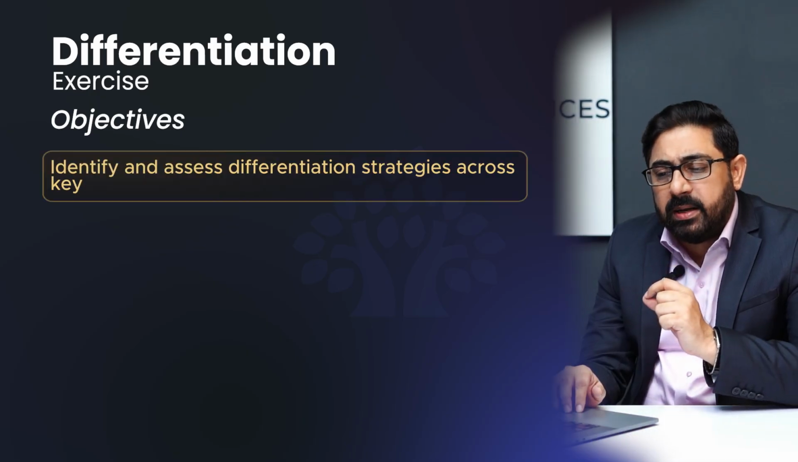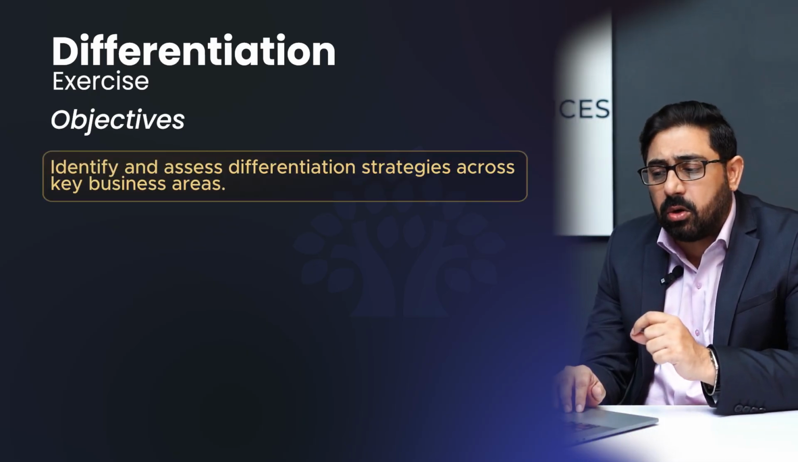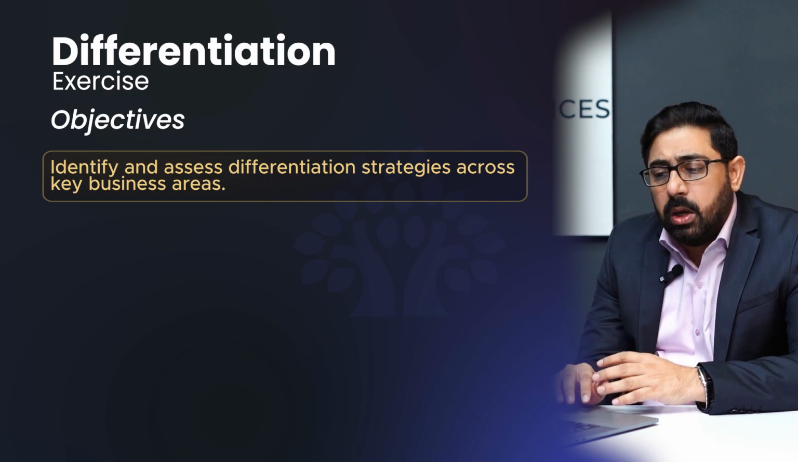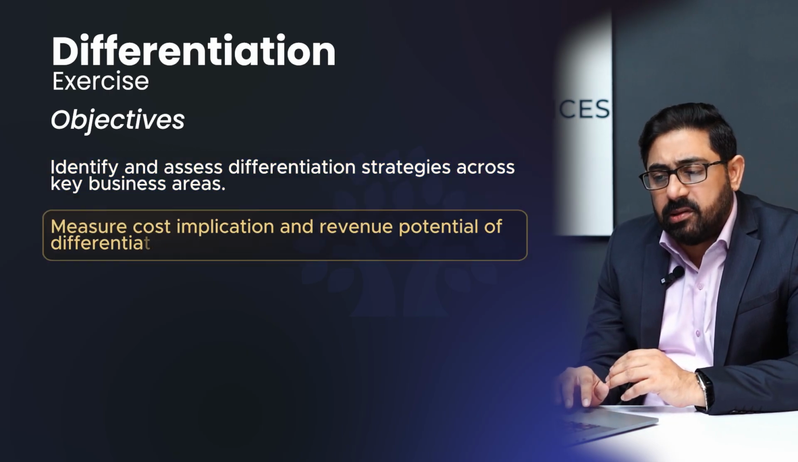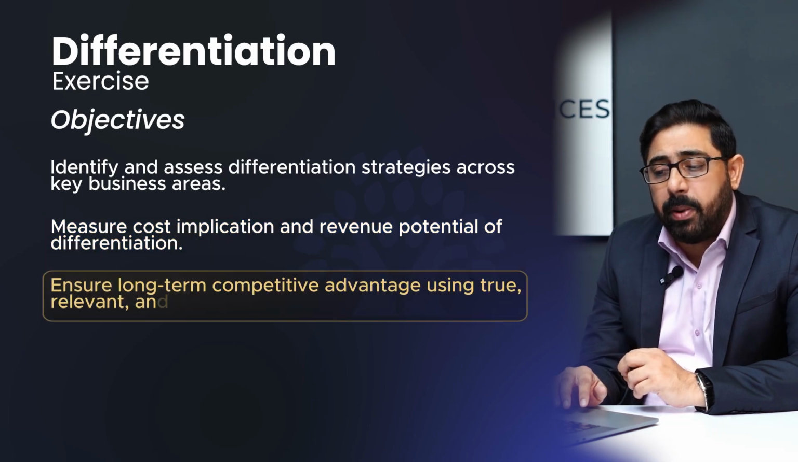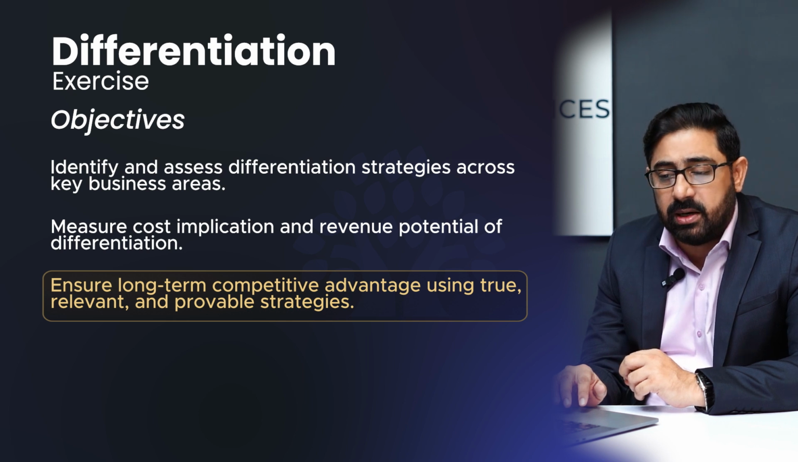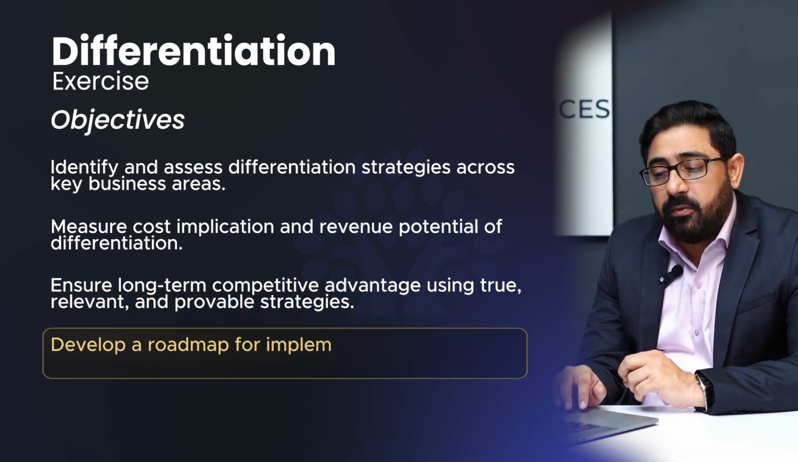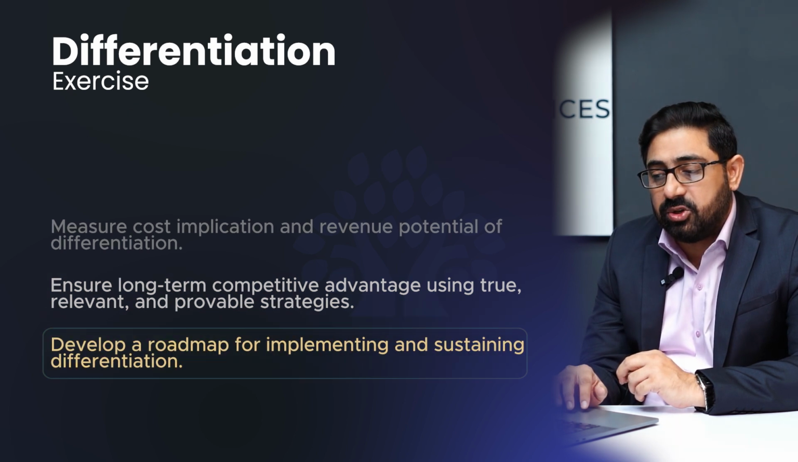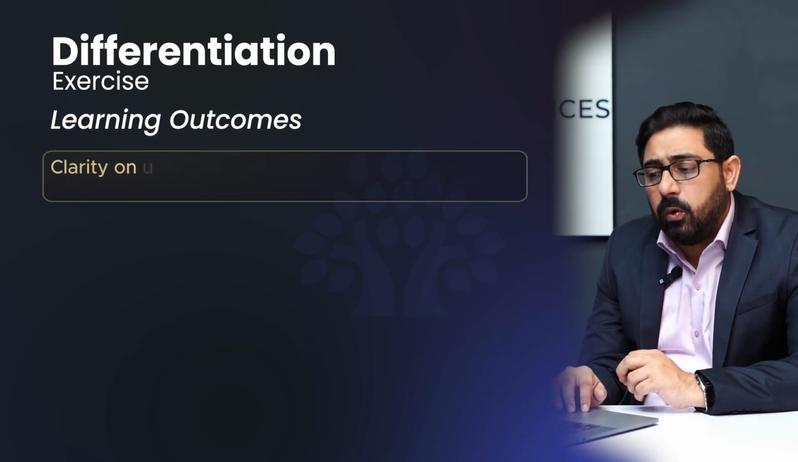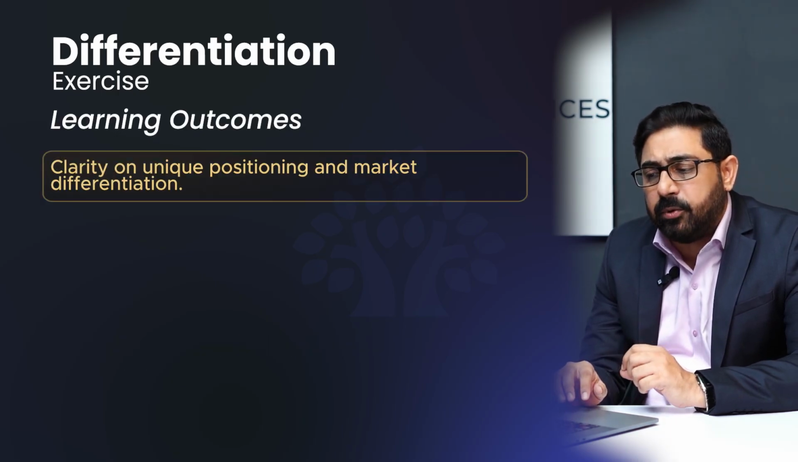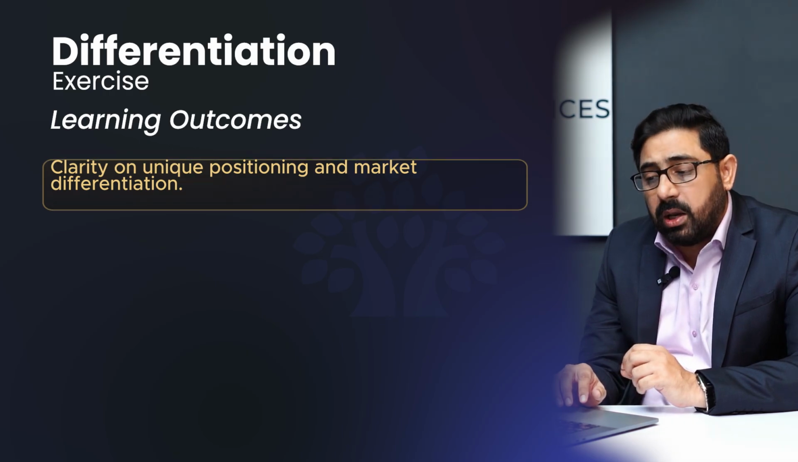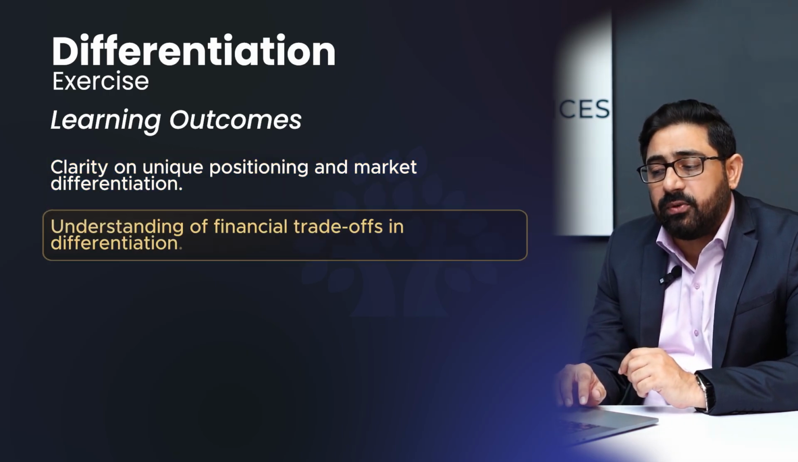This differentiation playbook defines that you will have to identify and assess differentiation strategies across the key business areas. You have to measure cost implications and revenue potential of differentiation. You have to ensure long-term competitive advantage using trust, relevant, and provable strategies. And develop a roadmap for implementing and sustaining differentiation. So by the end of this exercise, you will be able to clarify on unique positioning and market differentiation. You can also understand the financial trade-offs in your differentiation.